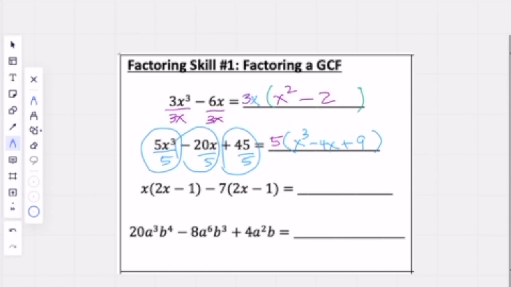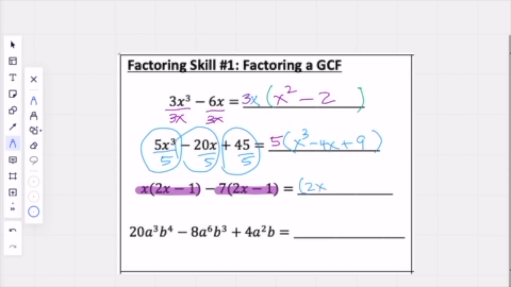Okay, in this next example, we have something that's a little bit different than what we're used to seeing as a greatest common factor, because usually we see monomials as our GCF. However, what we see here is two groups, and they both have a common factor. Do you see it? It's a little bit different. Okay, but that is our common factor. It's a binomial this time.